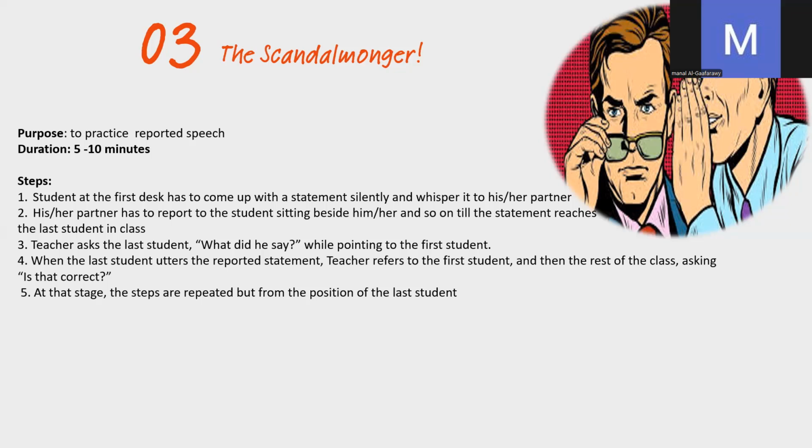At that point, the teacher asks the last student, "What did he say?" while pointing to the first student. When the last student utters the reported statement, the teacher refers to the first student and then the rest of the class, asking, "Is that correct?" This is to make sure that the statement that reached the student at the back is the same as the one said at the beginning, but in a reported form. So at that point, the steps are repeated, but from the position of the last student.